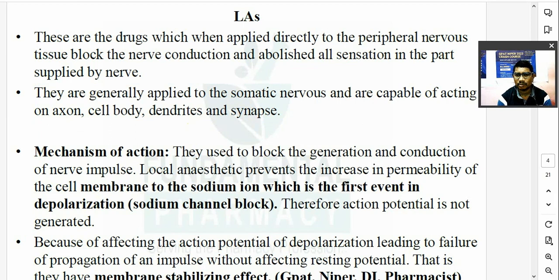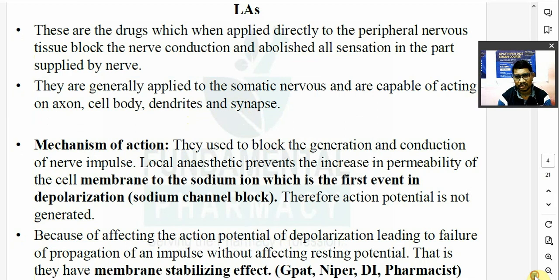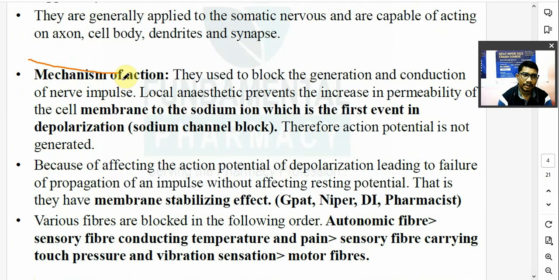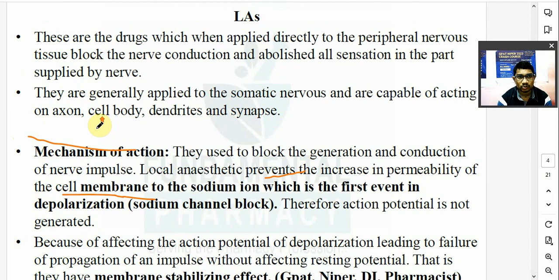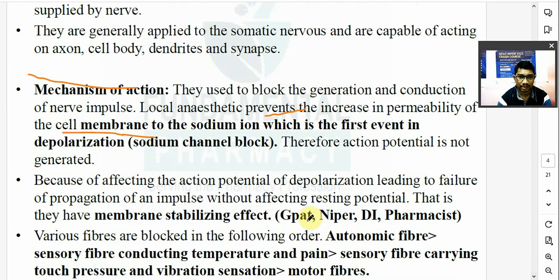Now mechanism of action कैसे act होंगे ये local anesthetic. Mechanism of action. So they used to block the generation and conduction of nerve impulse. So local anesthetic prevents the increased permeability of cell membrane. What they will do? They will prevent the increased permeability of neuronal membrane to the sodium ions, means they will block the sodium ion channel. Okay. So they used to block the generation and conduction of nerve impulse.